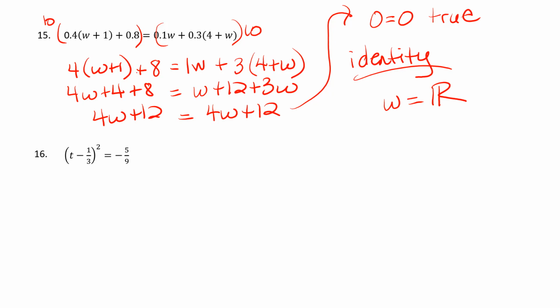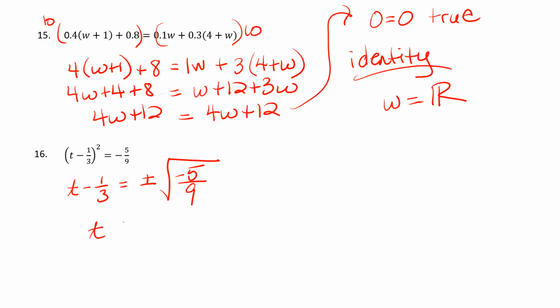On number 16, we do not need to multiply this out because we already have a perfect square equals some number, which means all we have to do is take the square root on both sides of the equation. Remember, whenever you take the square root, you have to put plus or minus. So plus or minus the square root of negative 5/9.